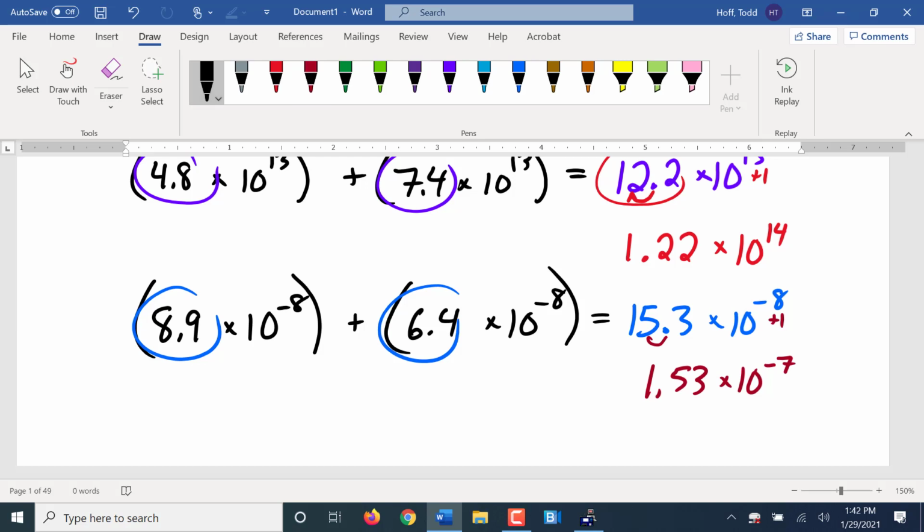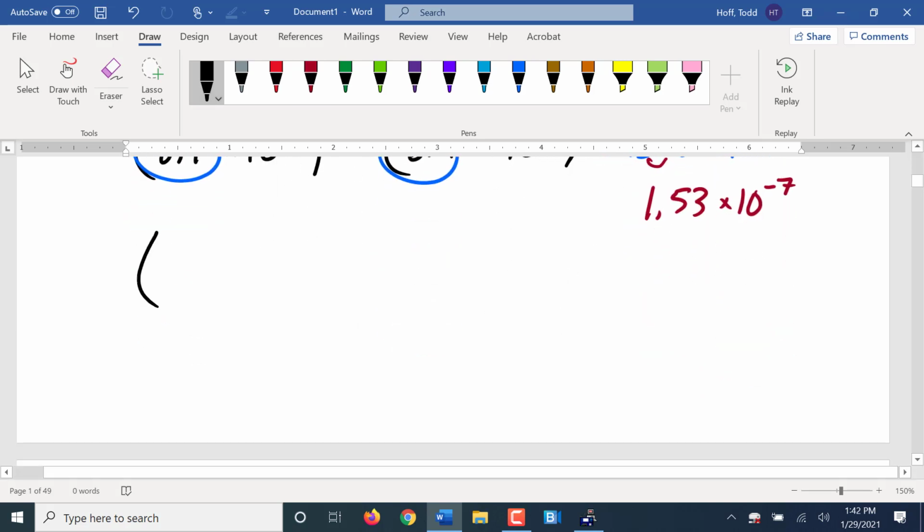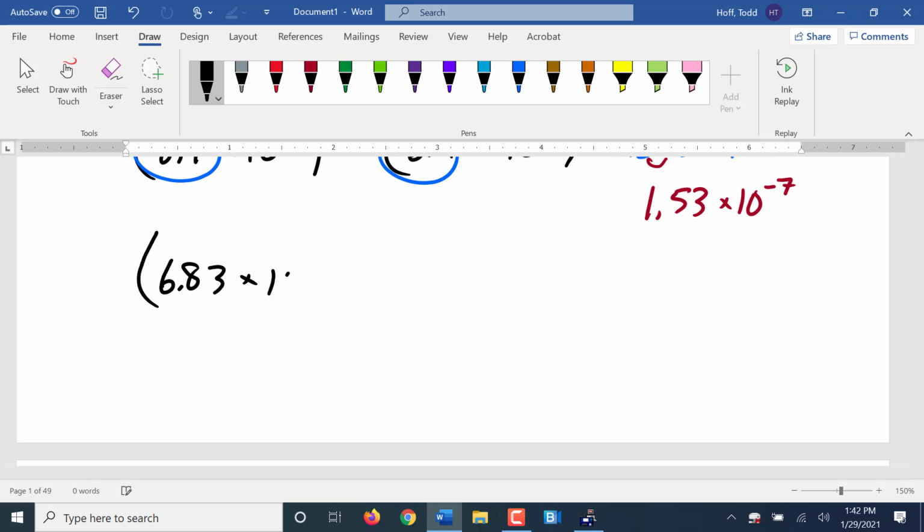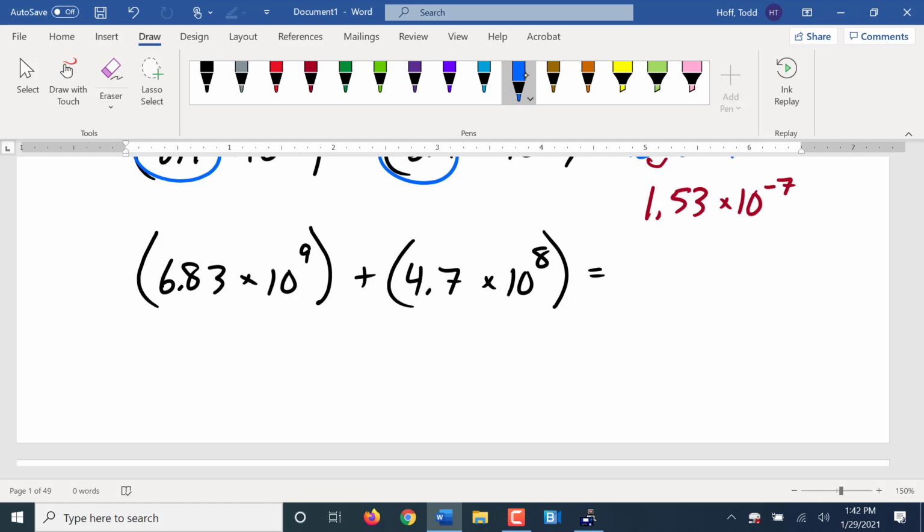What if our original numbers didn't have the same power of 10? Like 6.83 times 10 to the 9th plus 4.7 times 10 to the 8th. Well, we can add them, just like fractions, we can change the names so that we can combine these. Normally when we're adding, at least we stick to the higher power. So that'll stay 6.83 times 10 to the 9th.